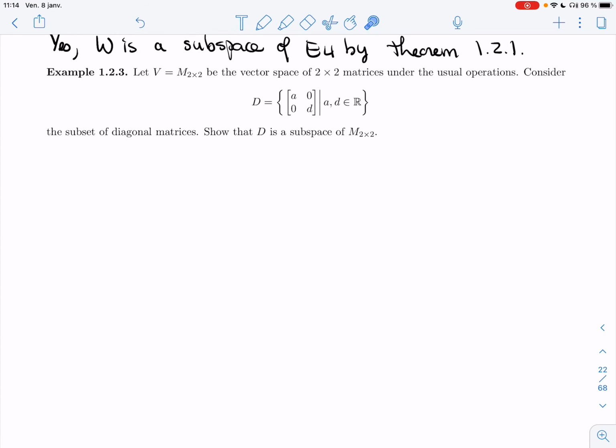Welcome back. In this video, we'll be looking at example 1.2.3. I'm going to prove that the subset of diagonal matrices, so this D here, is a subspace of M22. Remember, M22 is the vector space of 2 by 2 matrices under the usual matrix addition and usual scalar multiplication of matrices. All right, as we did in the last problem, we'll show the three properties.